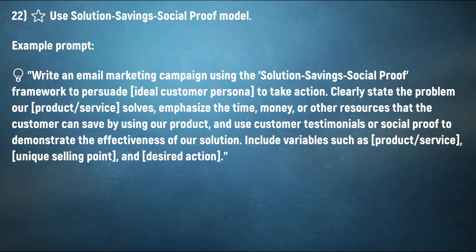22. Use solution savings social proof model. Example prompt: Write an email marketing campaign using the Solution Savings Social Proof framework to persuade ideal customer persona to take action. Clearly state the problem our product, service solves, emphasize the time, money, or other resources that the customer can save by using our product, and use customer testimonials or social proof to demonstrate the effectiveness of our solution. Include variables such as product, service, unique selling point, and desired action.